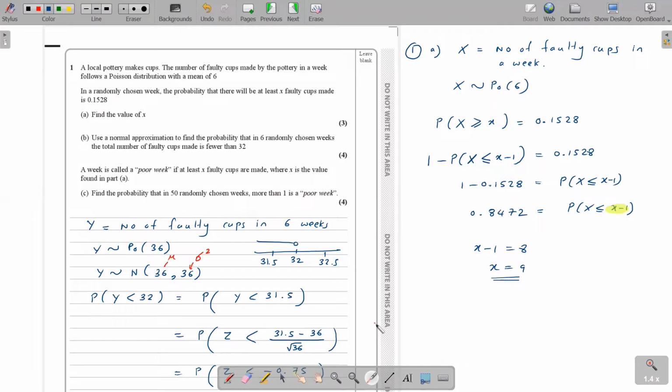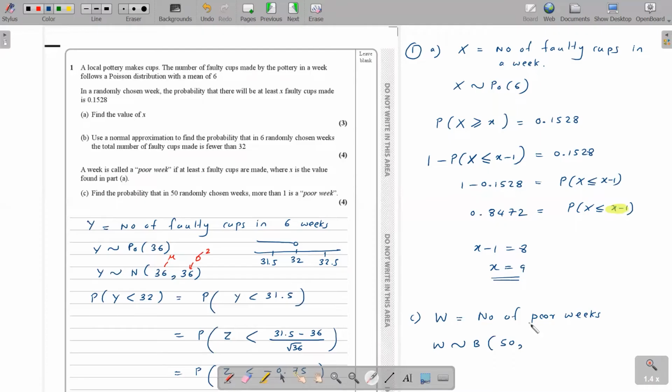So first of all, define your variable. Let's give a new letter, W or A or something. W is the number of poor weeks. W follows a binomial distribution. What's the total n here? We are working with 50 weeks. So n is 50, and what's the probability of getting a poor week?